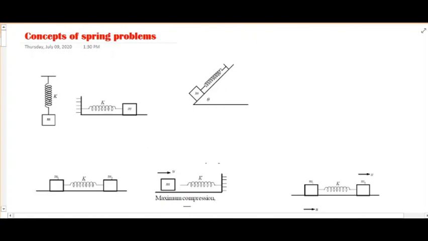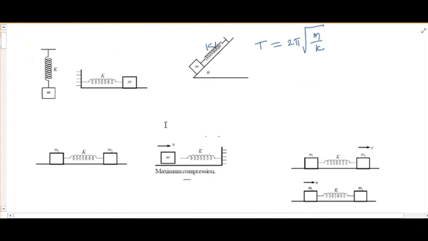See here, this is a spring of spring constant k and a load of mass m is attached to this one. If the spring is attached like this, in these 3 cases, time period T is equal to 2 pi into square root of m by k. Here also the spring constant k. So in these 3 cases, whatever be the position of the object, the time period of the loaded spring T is equal to 2 pi into square root of m by k.